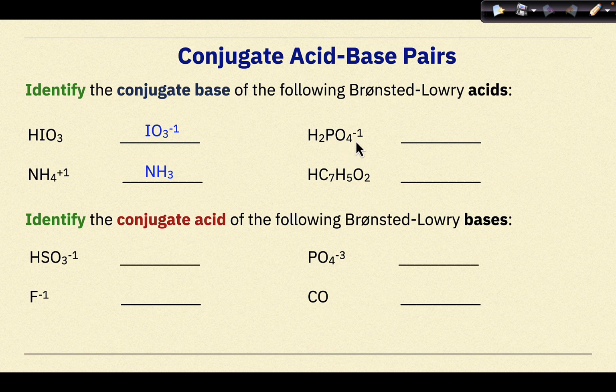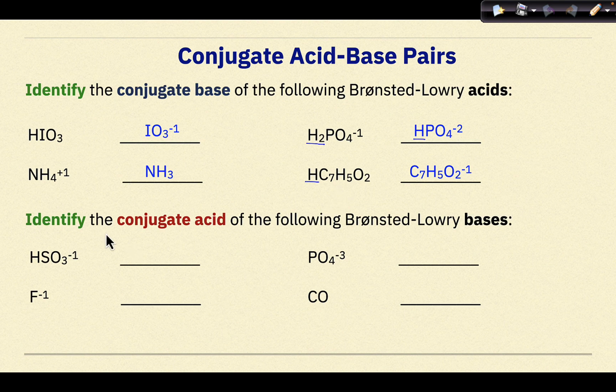For H2PO4 minus 1, the conjugate base would be HPO4 minus 2. So here we have two hydrogens, while over here we only have one hydrogen. Finally, HC7H5O2, the conjugate base of that is going to be C7H5O2 minus 1. Notice the hydrogen that is removed is the hydrogen at the beginning. This is an example of a labile proton. The other hydrogens here are attached to the carbon. Those are not being removed.